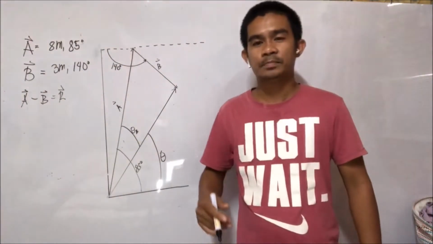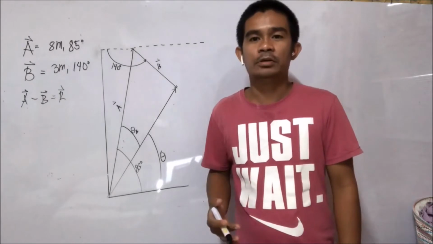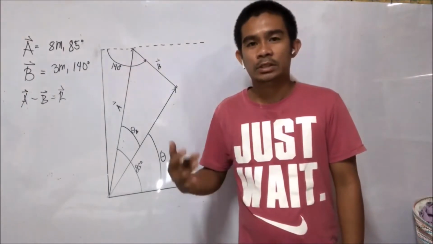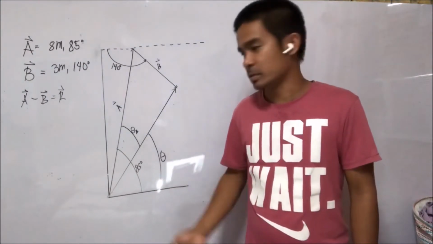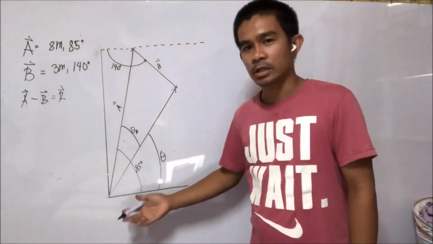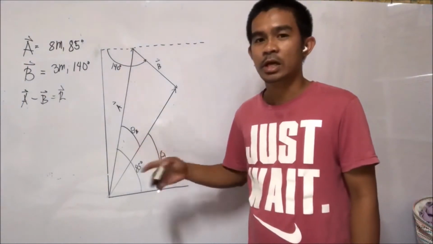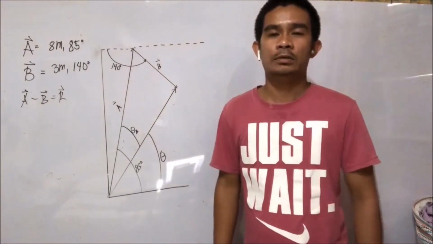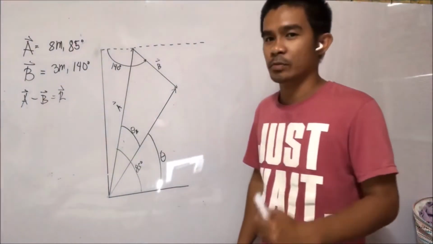So this time we have example number 2 of adding vectors using analytical method. In this kind of method, again, we will not use any instrument to measure the length of a vector or the direction of the vector from positive x-axis in counterclockwise direction. We're just going to use the basic concepts of algebra, trigonometry, and geometry.